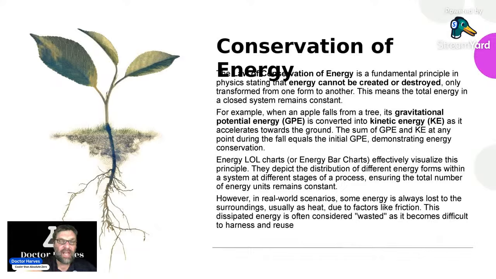Okay, so I'll just outline the apple example there. In terms of GPE, at the start it is a maximum and kinetic energy is a minimum. Then when the apple falls, the kinetic energy is a maximum and the gravitational potential energy becomes a minimum, even though the total energy stays the same in the system. And LOL charts, which we just looked at in the previous slide.